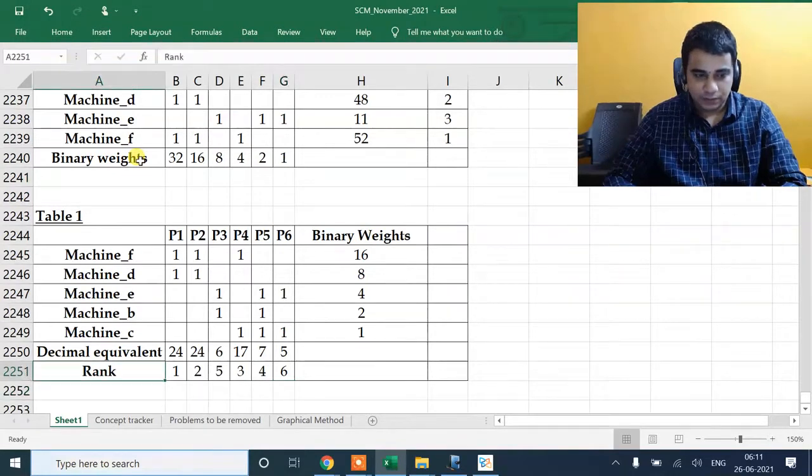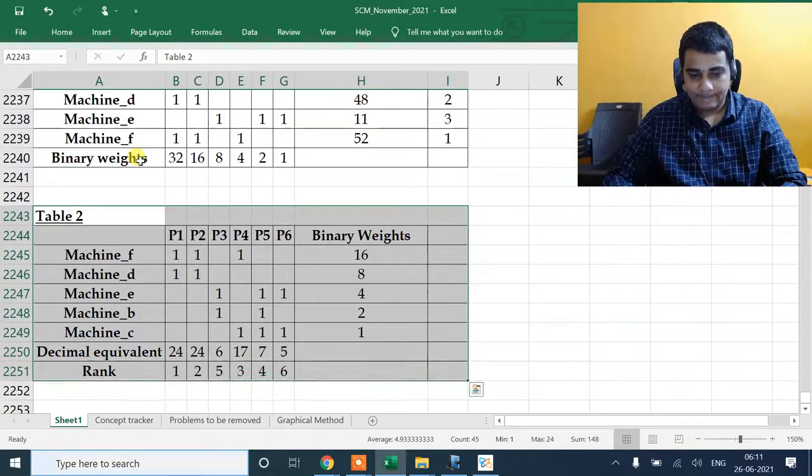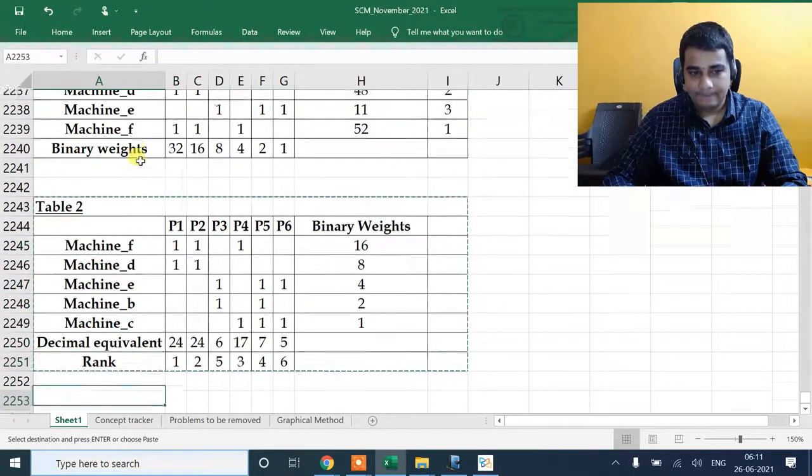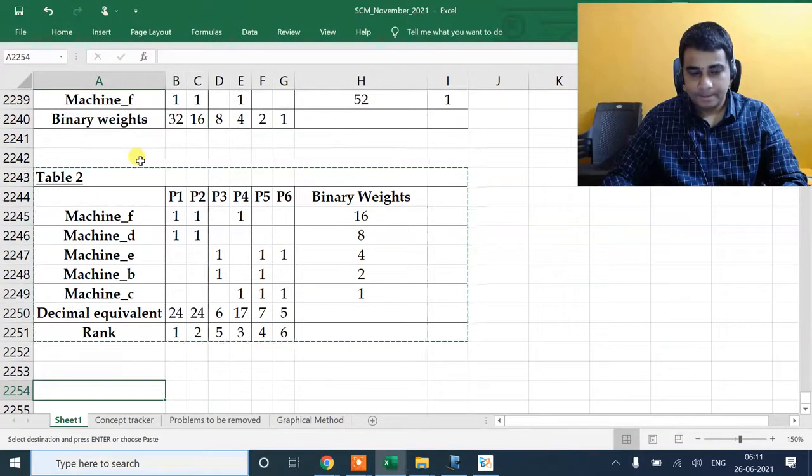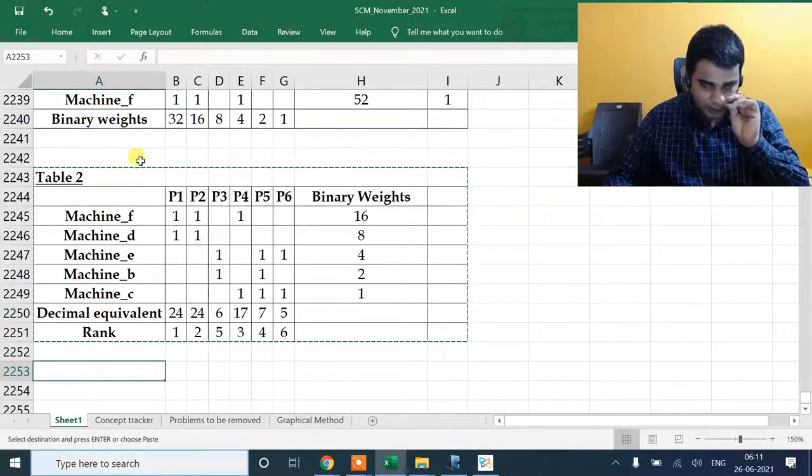This was your table 2. I hope this is clear. There is a tie in values. Your wish, which you want to put as rank 1, rank 2, doesn't really matter. Your wish, you can put it in any order.